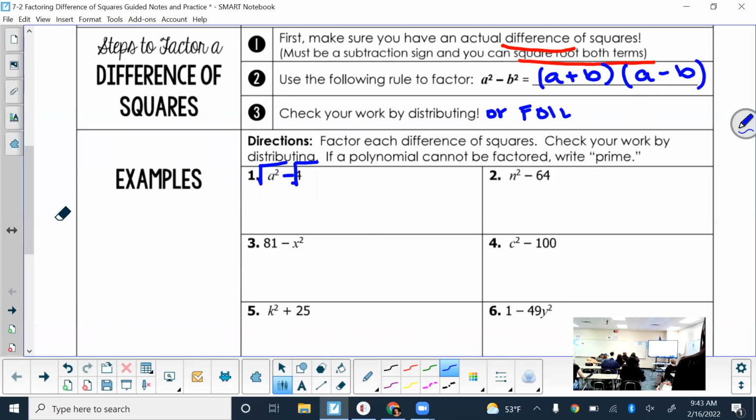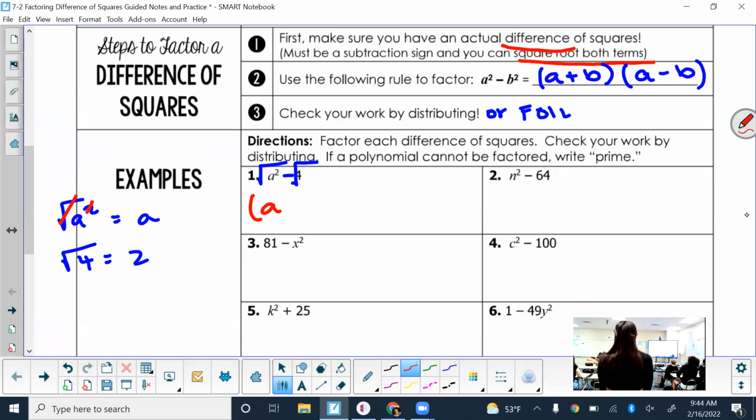All right, so what's the square root of a squared? What times what gives me a squared? So my square root would be a. The square root symbol basically cancels out any exponents of 2. So that means the first thing in my parentheses is going to be an a. The second thing will be whatever the square root of 4 is. What's the square root of 4?